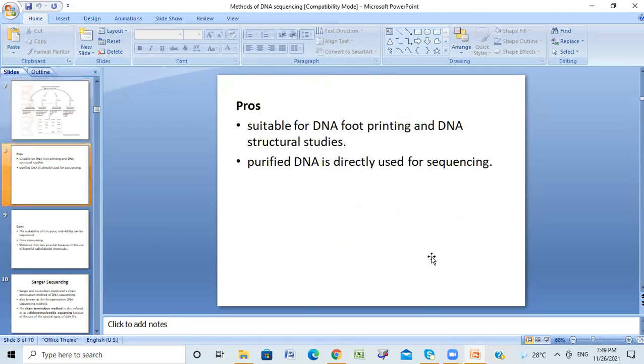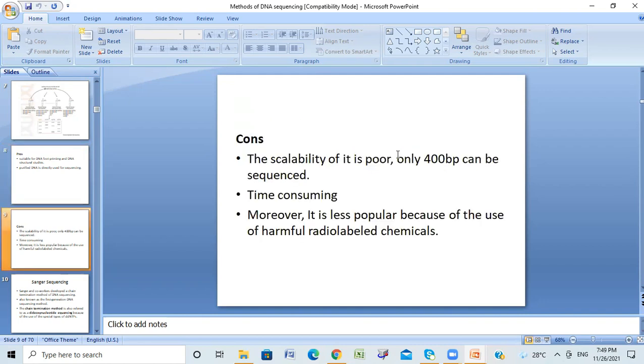And again, if you look at the prospects of this Maxam-Gilbert method, it is suitable for DNA footprinting and DNA structural studies. Here the purified DNA is directly used for the sequencing. As far as the constraints are concerned, the scalability is poor. The length of the DNA fragment we can sequence is only 400 base pairs. So the scalability is poor.